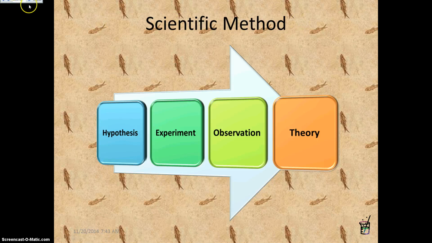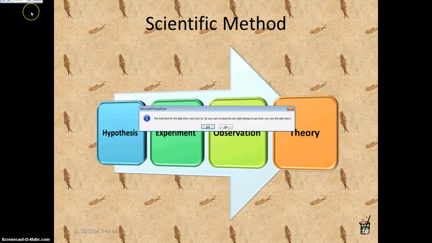When you're done, you either hit the escape key or the little stop button right here, and then this prompt will come up. And this prompt says the total time for the slide presentation was 2 minutes and 10 seconds. So as you are rehearsing your presentation for class, you need to be at least 3 minutes. This didn't quite make it. Do you want to keep the new slide timings to use in the slideshow view?